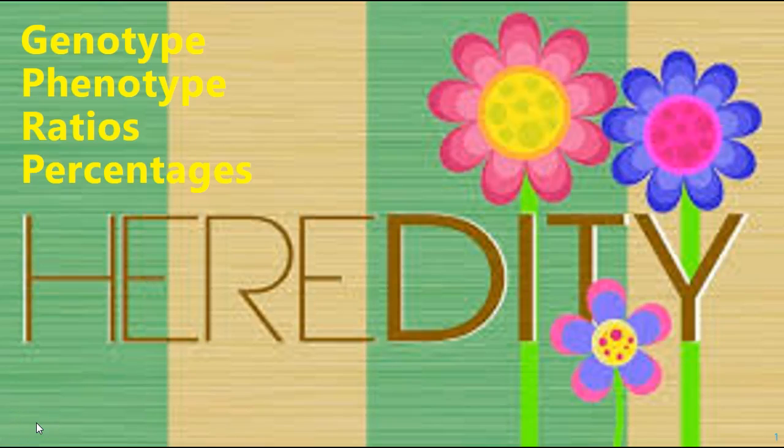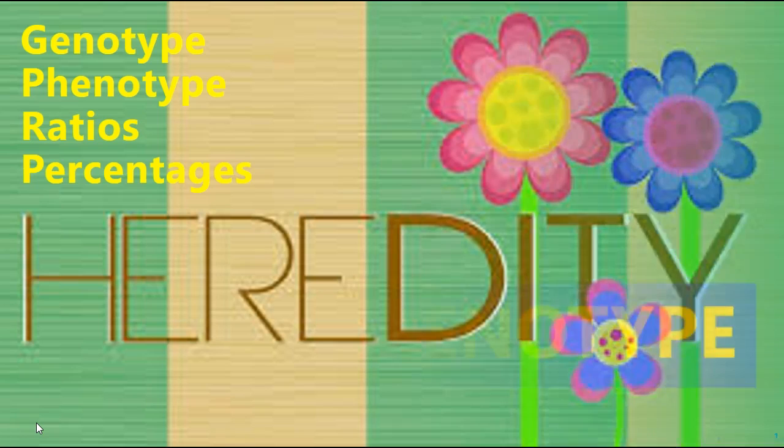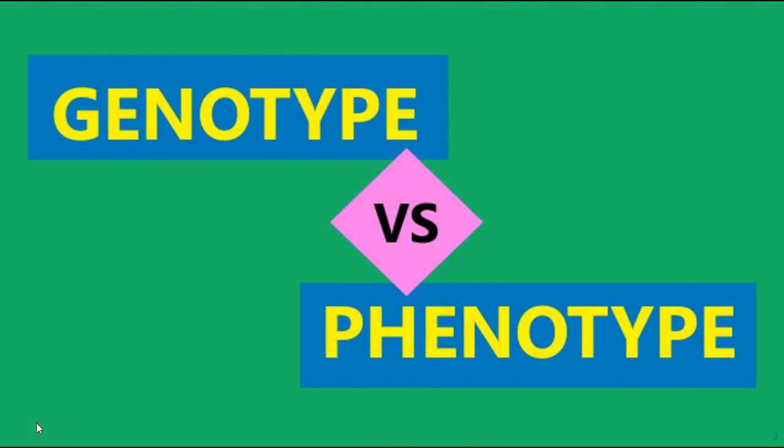So today we're going to be learning about some topics in heredity, which include genotype versus phenotype, ratios, percentages, and a short intro to Punnett squares. So first let's take genotype versus phenotype.